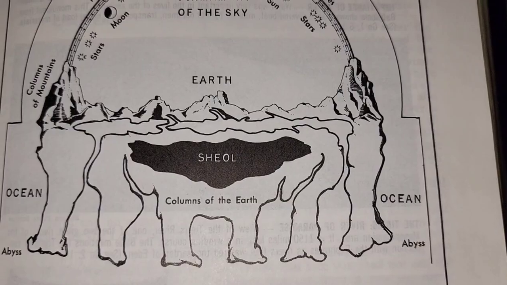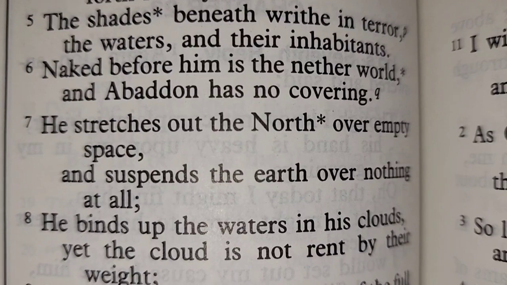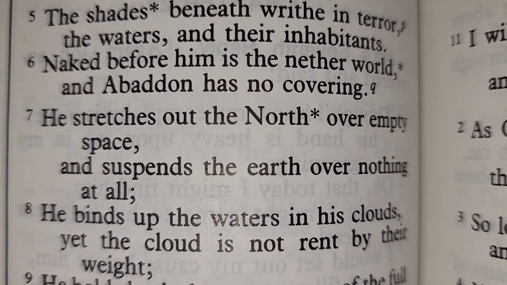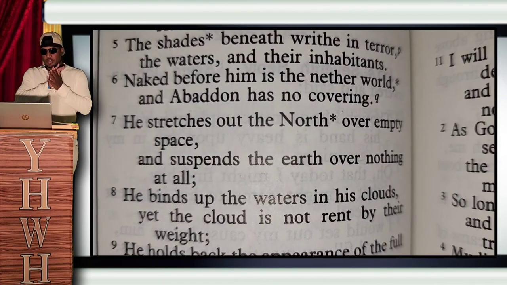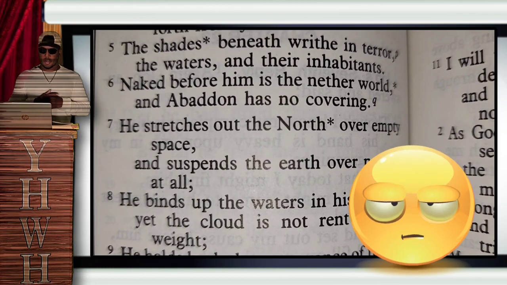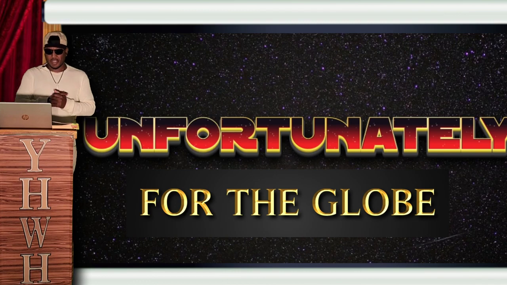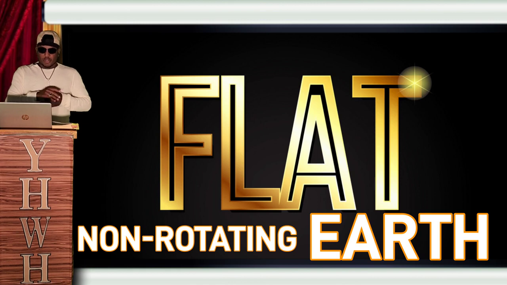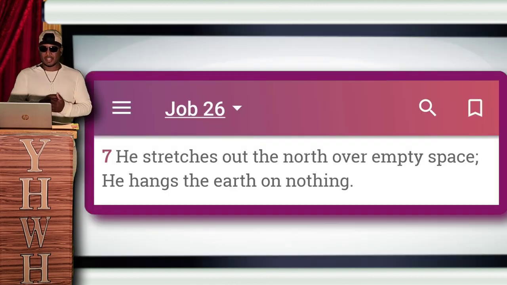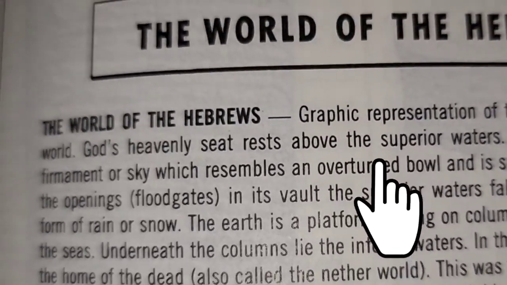Now let's go to Job 26:7. He stretches out the north over empty space and suspends the earth over nothing at all. All right. Now, if there's any Bible verse that the globe believers would try to use to justify a spinning ball, this would be the one. Unfortunately, the Bible has hundreds of verses that unequivocally support a flat, non-rotating earth. So Job 26:7 is basically saying that God suspends the earth and its pillars within the inferior waters of the abyss, the primordial waters from the beginning.